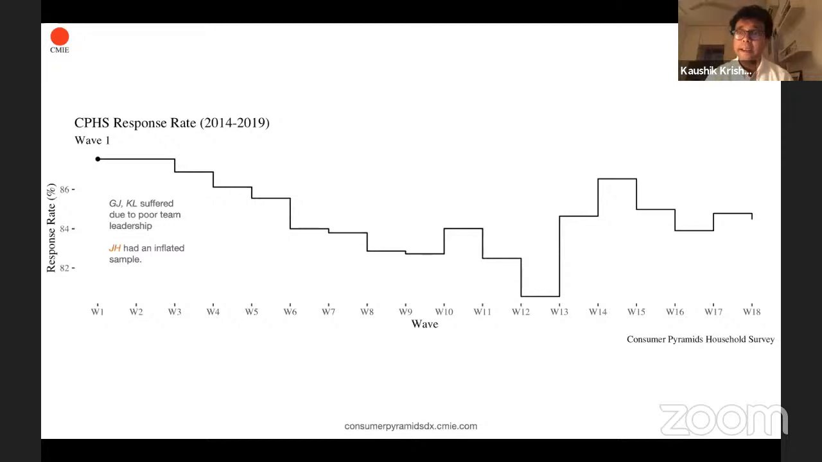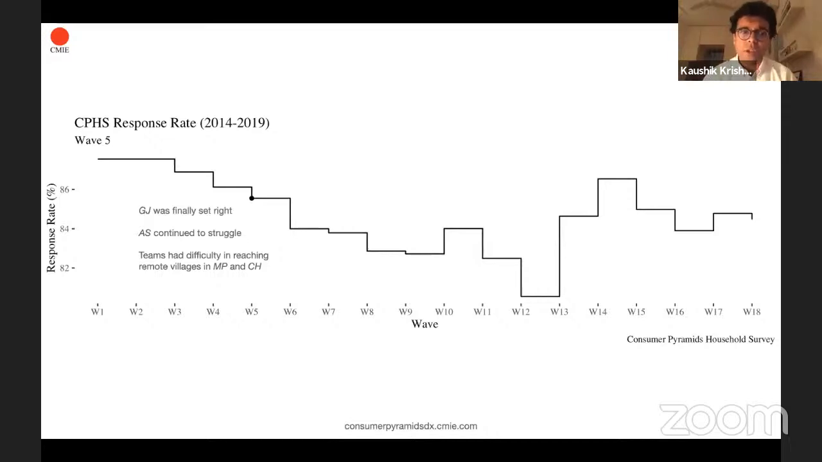So in wave 1, as I'd mentioned, Gujarat and Kerala were difficult for us. And so those areas suffered due to poor team leadership. And Jharkhand had an inflated sample for reasons that I'd also described, where we added extra CEBs and extra household IDs in regions that we knew we might face some difficulty when we're starting a survey in those areas. In waves 2 and 3, the Gujarat and Kerala problems continued. In wave 4, Kerala was by and large taken care of. Gujarat continued. We had some new problems in execution in Haryana, in Karnataka, in Assam.